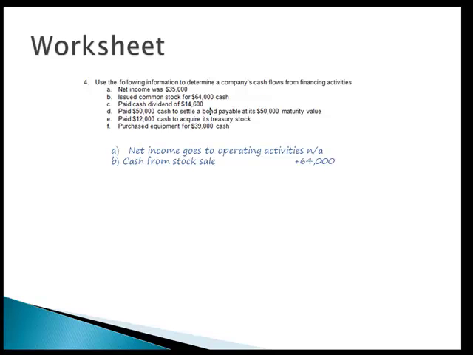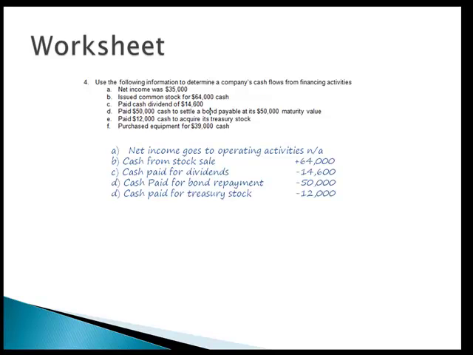Okay, C, we paid cash dividends of $14,600. If you pay dividends, your cash goes down. Okay, and again, these are dividends on our company. Okay, D says we paid $50,000 cash to settle a bond payable at a $50,000 maturity value. Okay, if we paid cash, that's cash going down. E says we paid $12,000 cash to acquire treasury stock. Again, we're paying out cash.